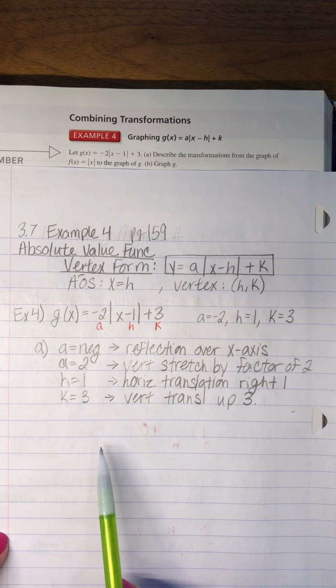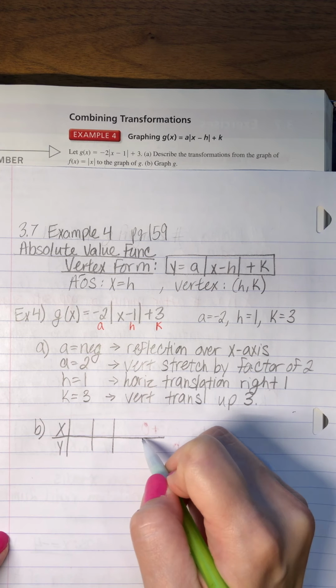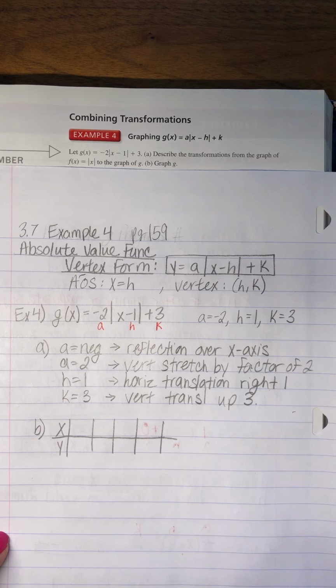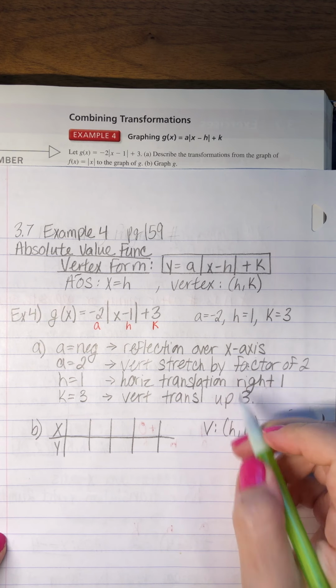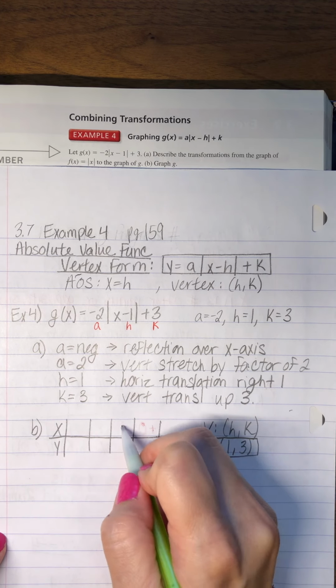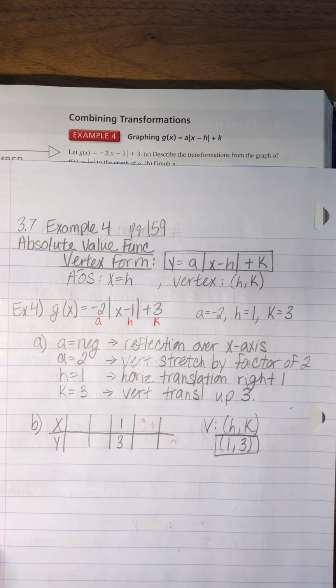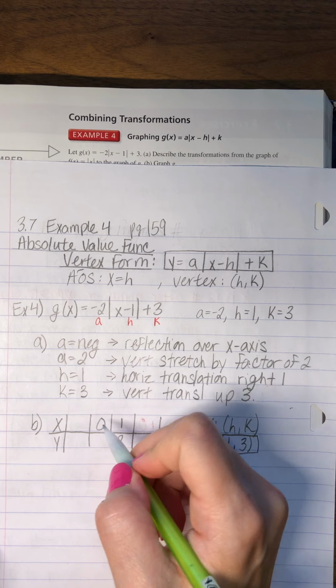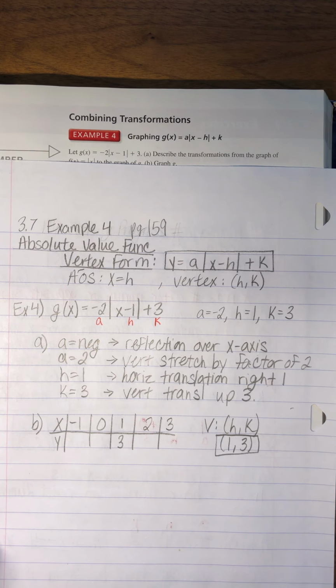Okay, our next step is let's make the graph. So when we graph it, I'm going to make a t-table with x and y. I'm going to have 5 spaces here, and I'm going to put the vertex in the middle. Remember that my vertex is h, k. My h is 1 and my k is 3. So let's put 1, 3 in the middle of my table. Now I'm going to go down by ones, so 0, -1, and up by ones, so 2 and 3.